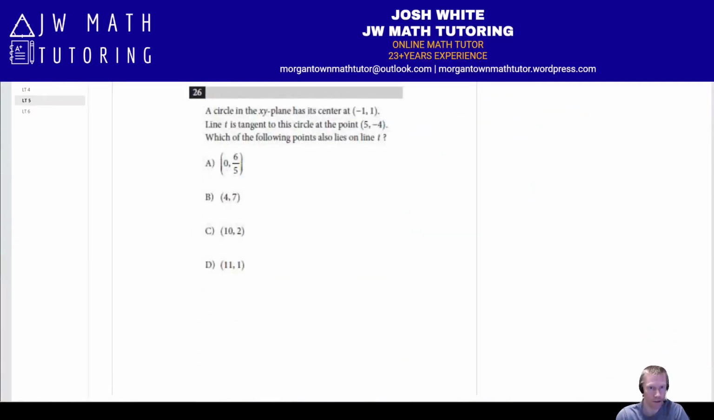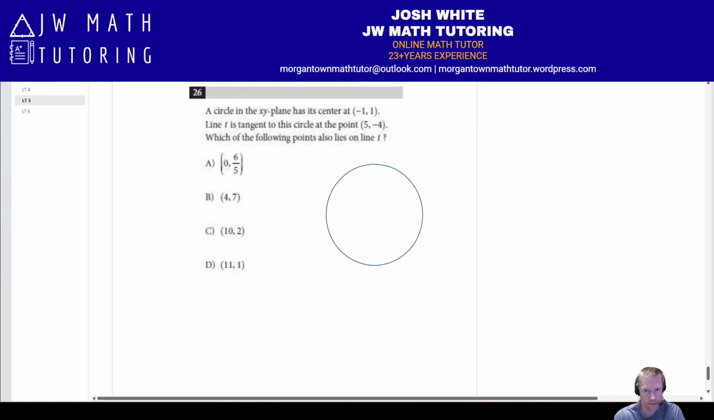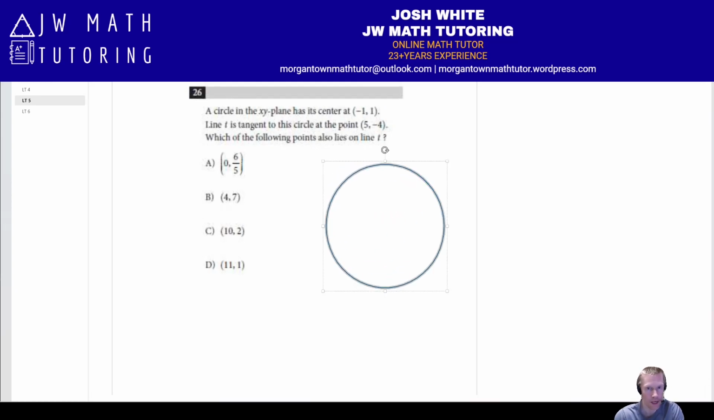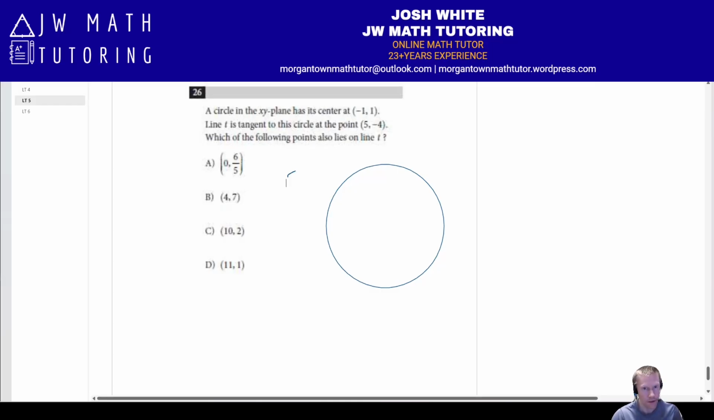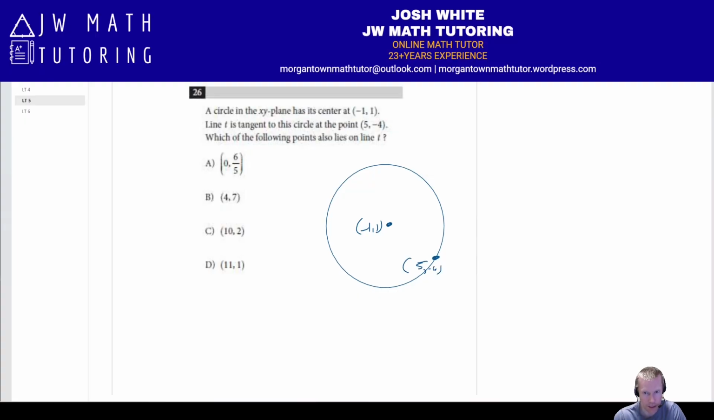Next up, we have question number 26. For this question, what we have is a circle. We have the circle's center at -1, 1. Right here's its center, -1, 1. And we have a line which is tangent to the circle at 5, -4. So that would be roughly down around here.